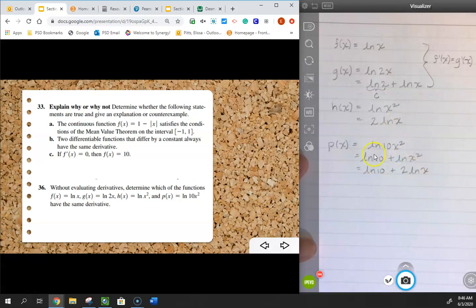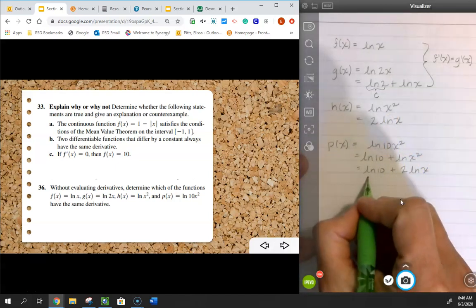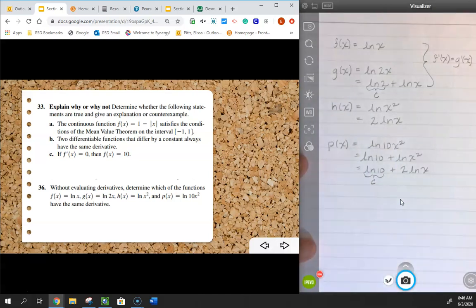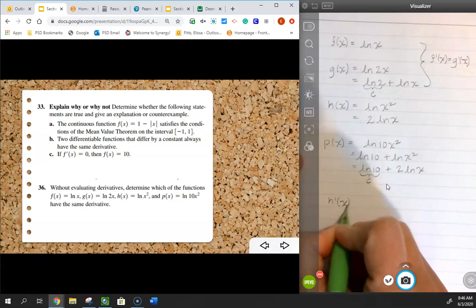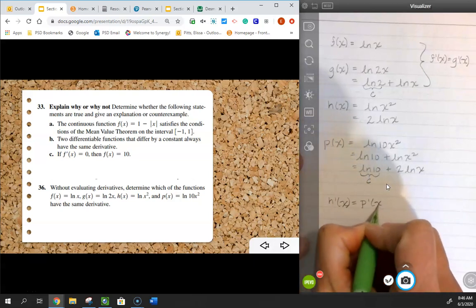But if I come down here, when I rewrote this, this is now just a constant, and these two functions differ by only a constant, and so their derivatives are equal. h prime of x is equal to p prime of x.